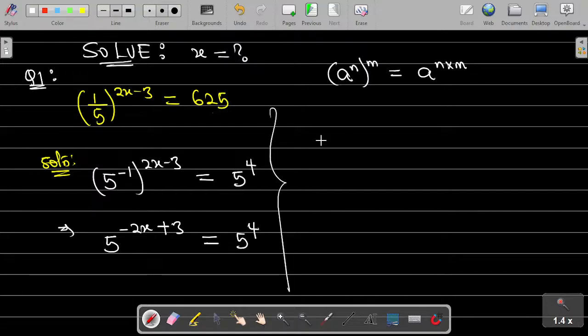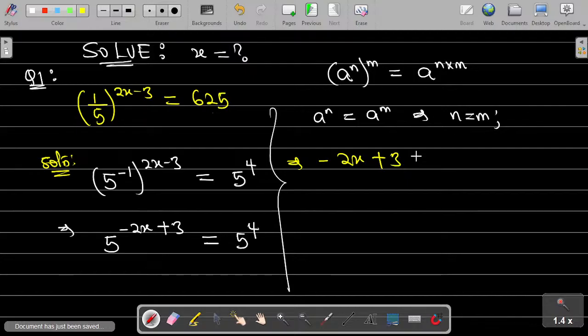So let's come over here. At this point, we can now apply our rule. If a to the power of n is equal to a to the power of m, it implies that n is equal to m. So by that it means that our minus 2x plus 3 is equal to 4. And we are done. Take our 3 to the other side. That will give us minus 2x is equal to 4 minus 3, and that is 1.